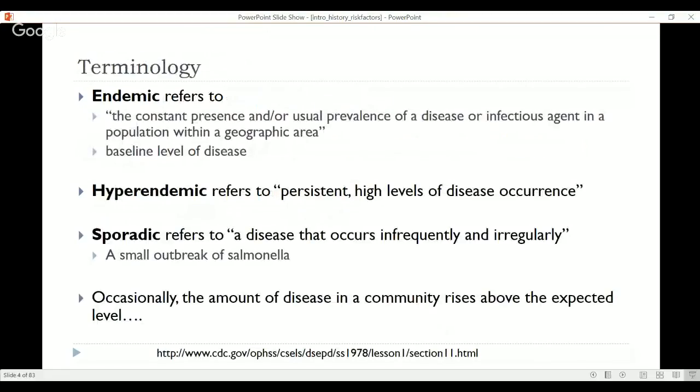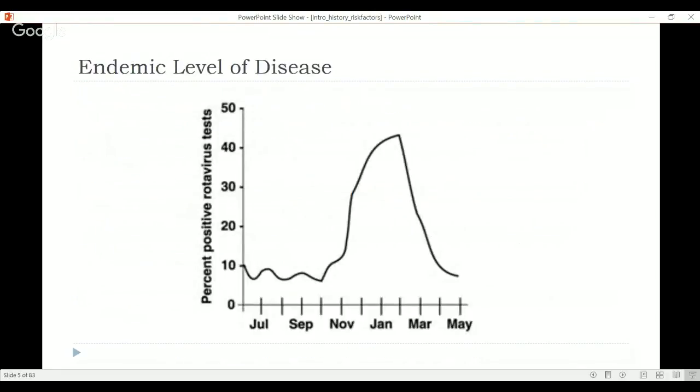All right, so in terms of terminology, when we talk about endemics, this is just referring to the constant presence or usual prevalence of a disease or infectious agent in a population within a geographic area. I think an easy way to think about this is as the baseline level of disease.